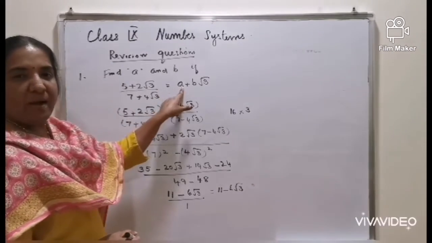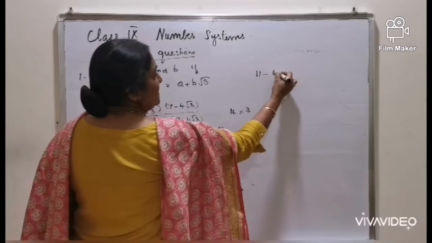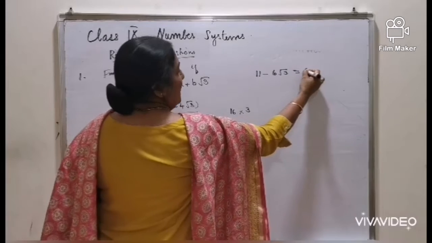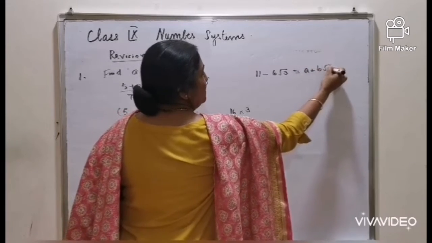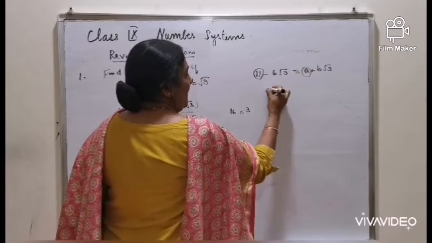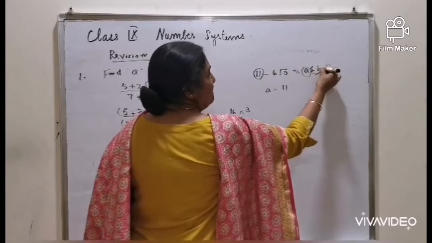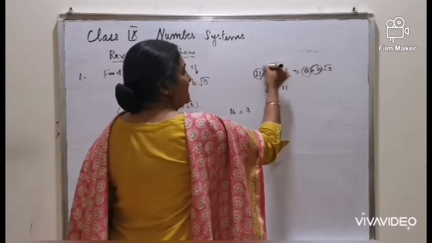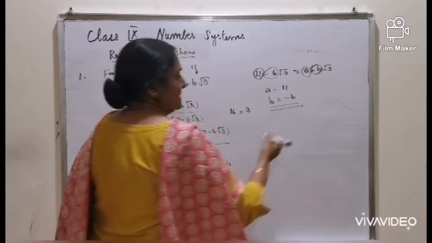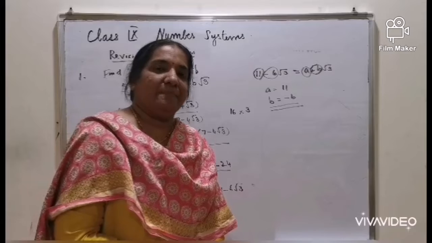By comparing with the values given in the question, 11 minus 6 root 3 is the same as A plus B root 3. By comparison, the value of A you are getting it as 11 plus B is the same as minus 6, or the value of B is minus 6. This can be a possible pre-mark question for the exam.